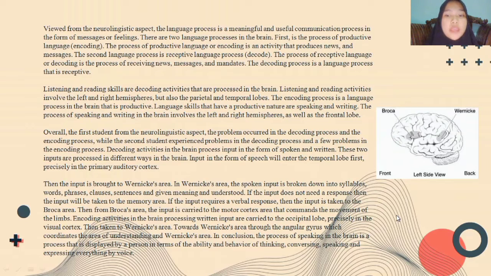If the input does not need a response, then the input will be taken to the memory area. If the input requires a verbal response, then the input is taken to the Broca area. Then from the Broca area, the input is carried to the motor cortex area that commands the movement of the lips. In conclusion, the process of speaking in the brain is a process that is displayed by a person in terms of the ability and behavior of thinking, composing, speaking, and expressing everything by voice.